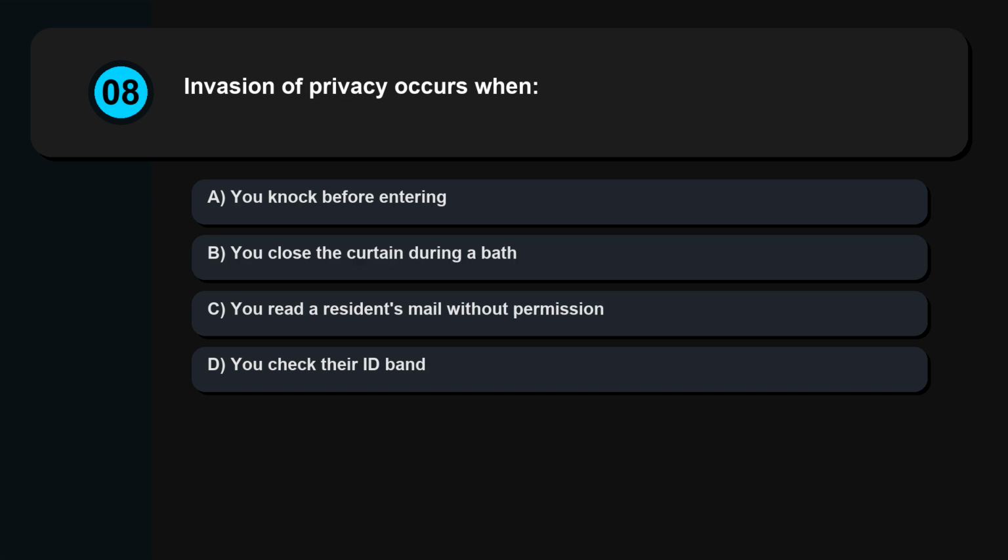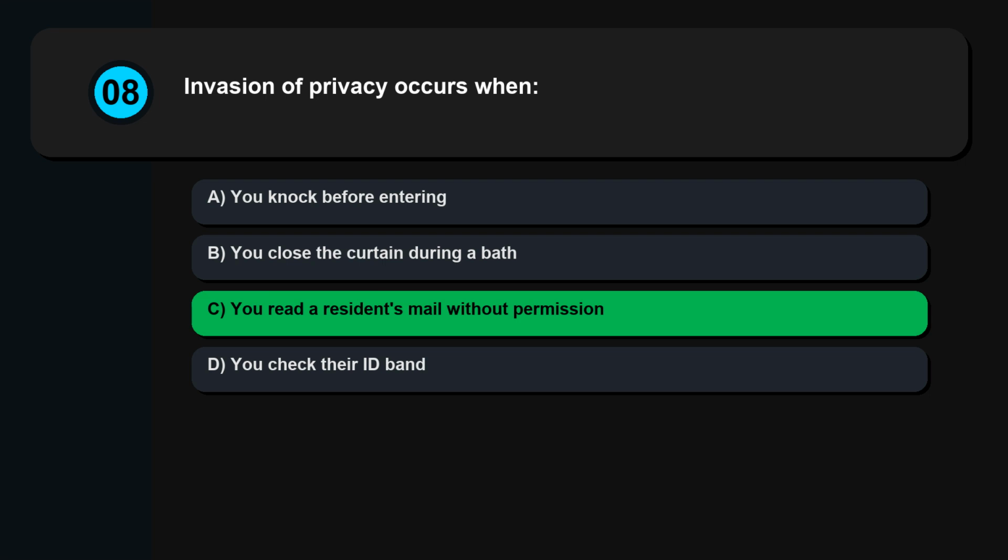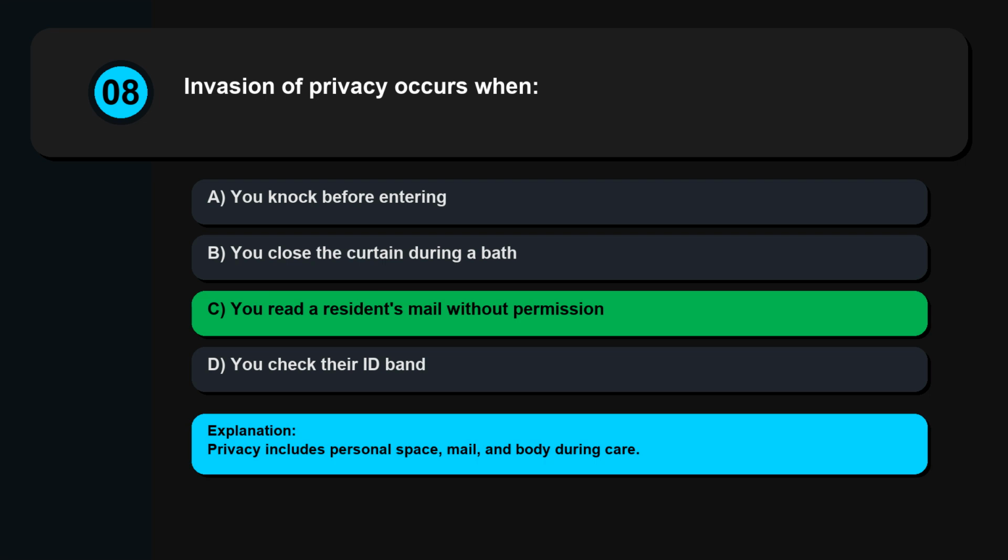Question 8. Invasion of privacy occurs when you knock before entering, you close the curtain during a bath, you read a resident's mail without permission, you check their ID band. Privacy includes personal space, mail, and body during care.